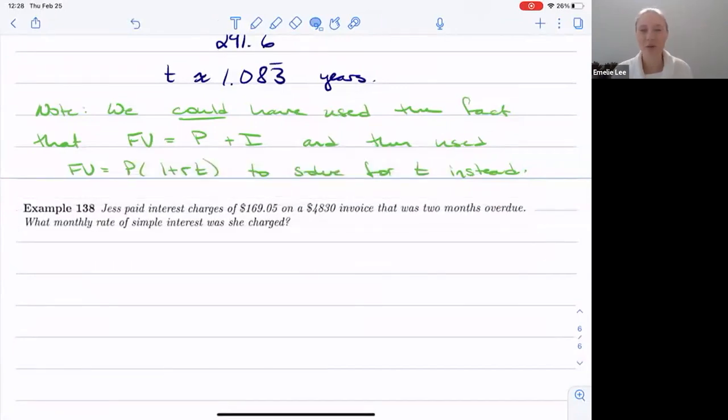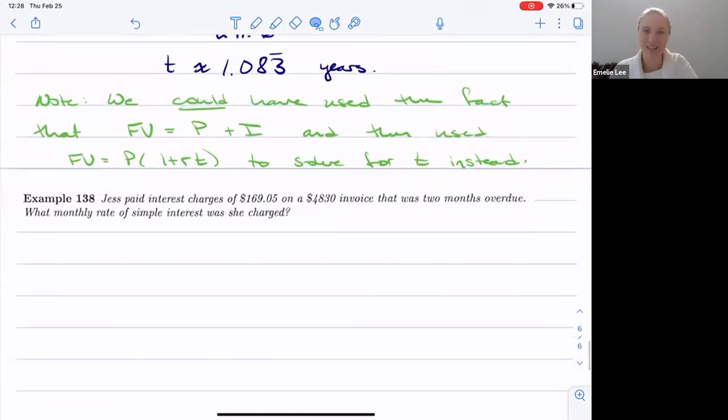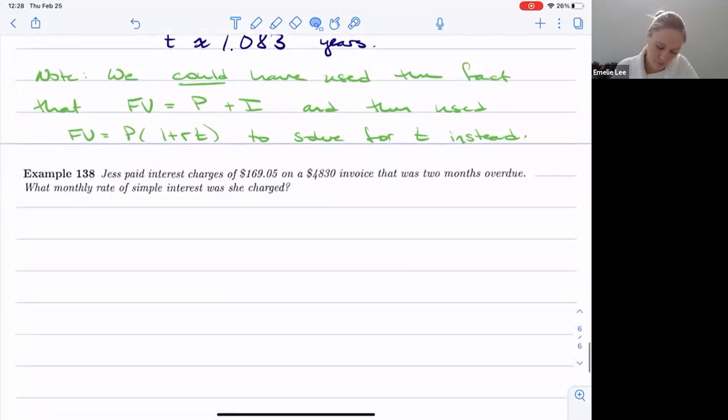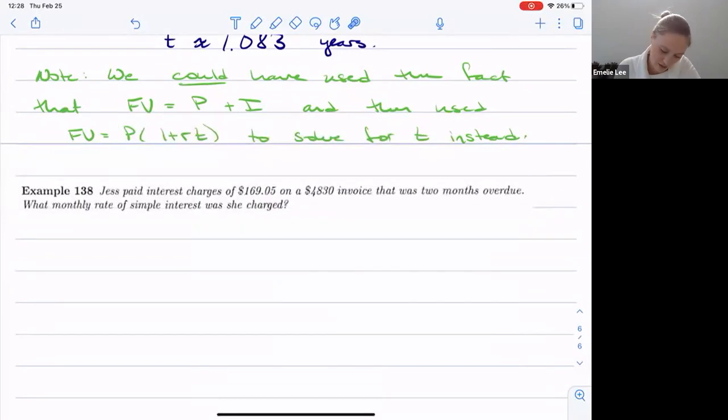Notice that we're going to work through these, and most of the time we end up solving for one of the things in the formula as we introduce a new formula. So she just paid interest charges of 169.05. So the amount of interest is 169.05. Right away, I'm just going to make a note here, right? I know I is 169.05.